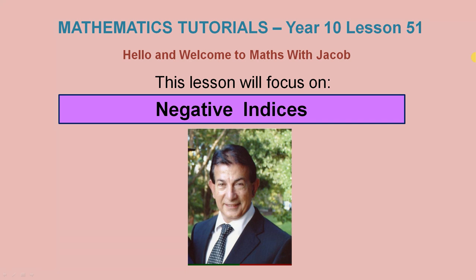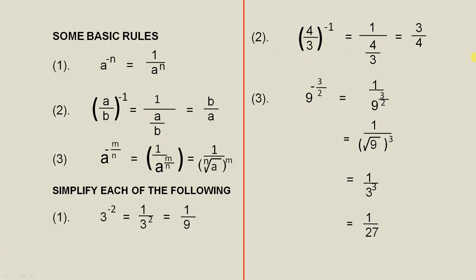This lesson will focus on negative indices. Here are some basic rules regarding negative indices. A to the power of negative n is 1 over a to the n. So because you have a negative sign here, you just put 1 over and you change that sign to positive.